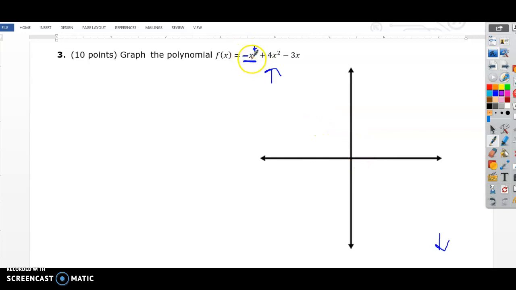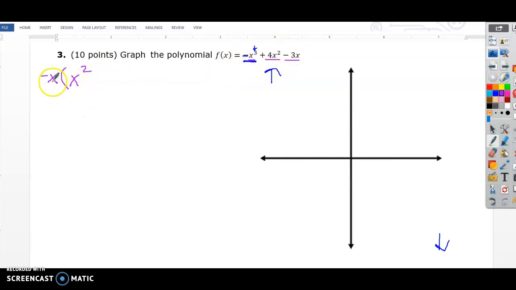So for this one, when I look at each term, negative x to the third, 4x squared, negative 3x, each of these terms, I can take out an x. In fact, I'm going to take out a negative x. So if I have negative x to the third, and if I factor out a negative x, I'm going to be left with x squared. And to double check myself to make sure I'm correct, if I multiply negative x times x squared, I should get negative x to the third.